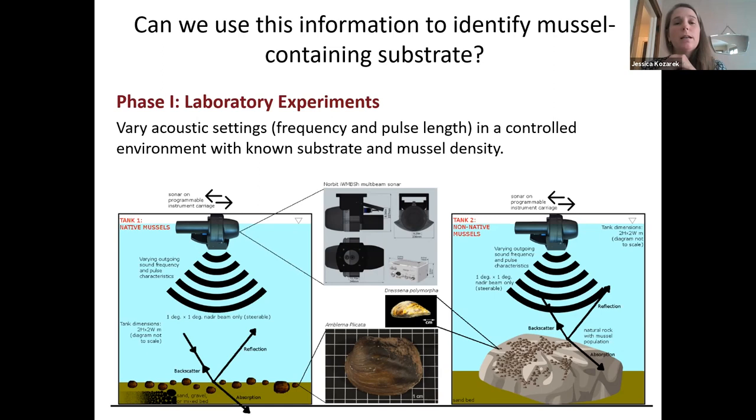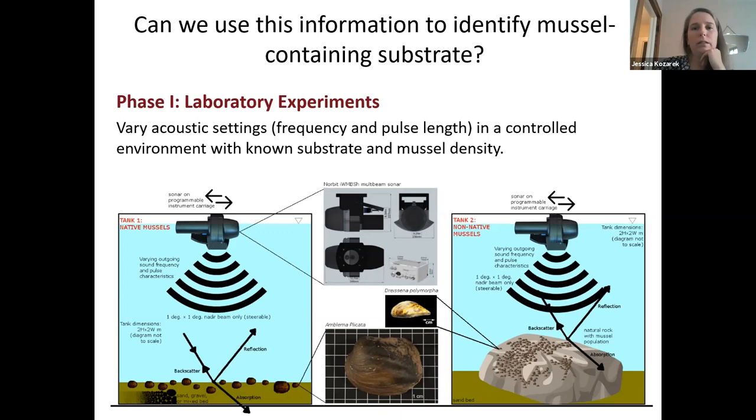We could control the water depth and the water chemistry. We could control what sediment was present and what the density of mussels was, and really test the feasibility of this. Can we differentiate between mussel-containing substrate and substrate that doesn't have mussels? And so we set up a series of experiments where we varied the acoustic settings, the frequency and pulse length, in a controlled environment with known substrate and mussel density.